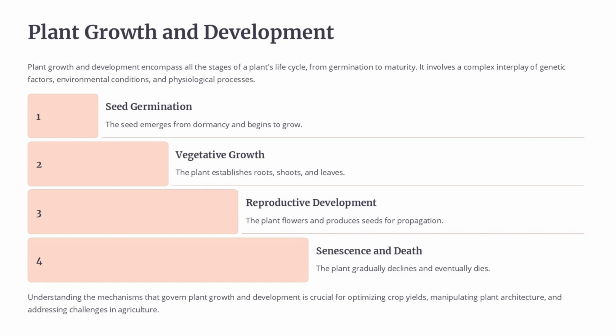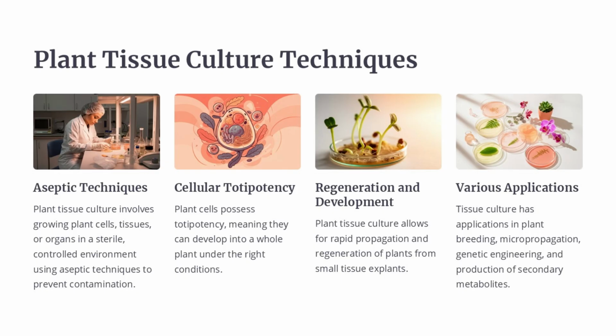Understanding these mechanisms is crucial for optimizing crop yields, manipulating plant architecture, and addressing challenges in agriculture. Plant tissue culture involves growing plant cells, tissues, or organs in a sterile, controlled environment using aseptic techniques to prevent contamination. Plant cells possess totipotency, meaning they can develop into a whole plant under the right conditions. Plant tissue culture allows for rapid propagation and regeneration of plants from small tissue explants. Tissue culture has applications in plant breeding, micropropagation, genetic engineering, and production of secondary metabolites.